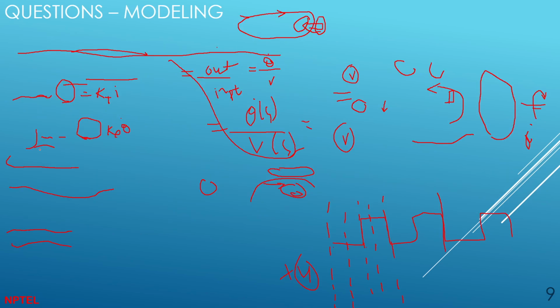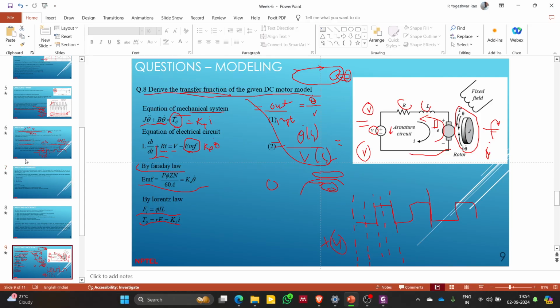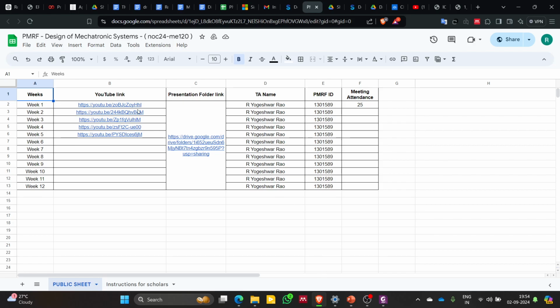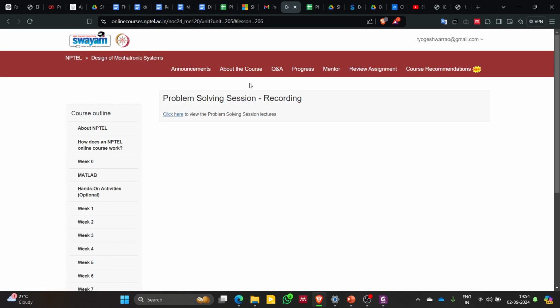So let's just leave this part. There are some questions on modeling. This modeling question will help you to solve. I think there is one question called here.